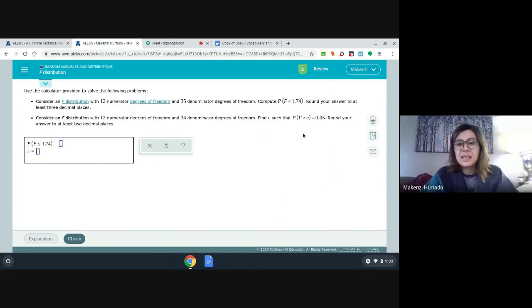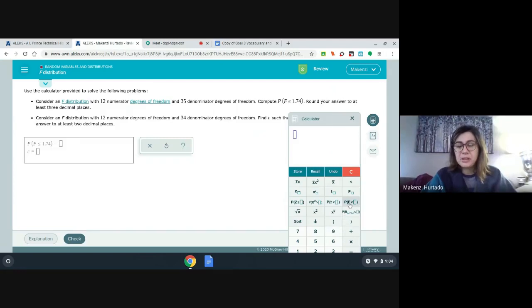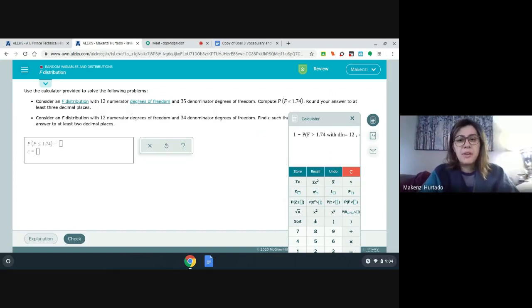So here it says F is less than 1.74. And again, when you click on your calculator, you'll see it says F is greater than. So when you press it, you need to make sure in front of it you put 1 minus. So we put 1.74. Our numerator is 12 and our denominator is 35. Round to 3 decimal places, 900.